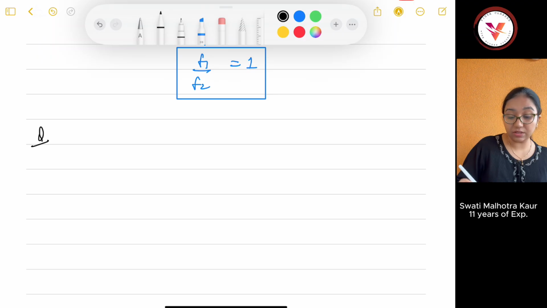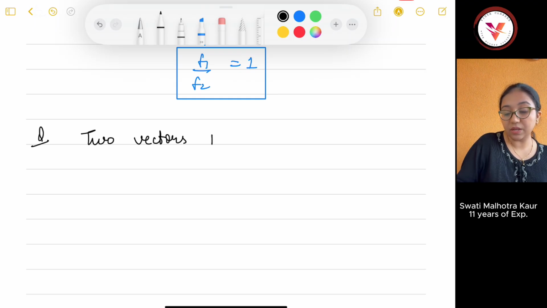Let's check another question. Let's say two vectors P and Q have a resultant R.